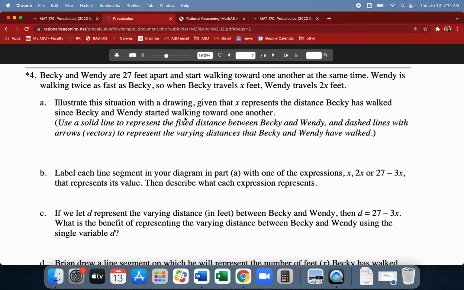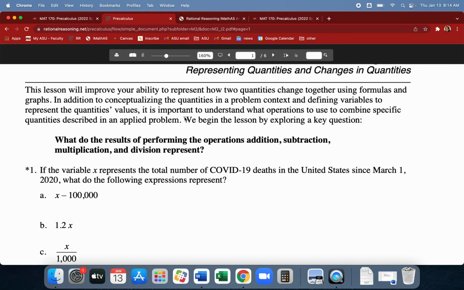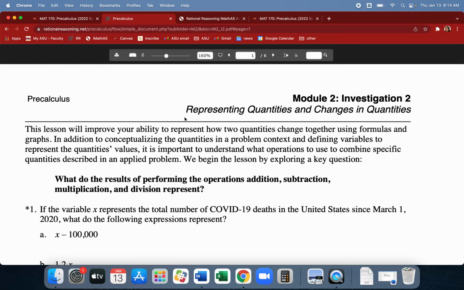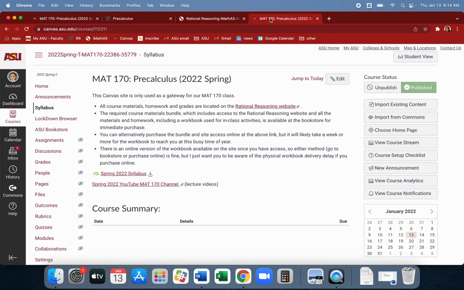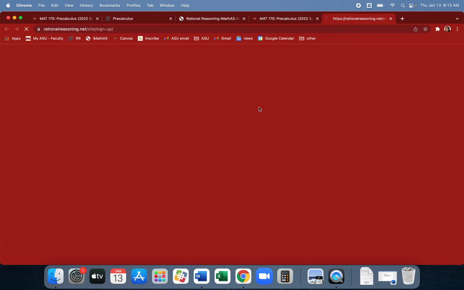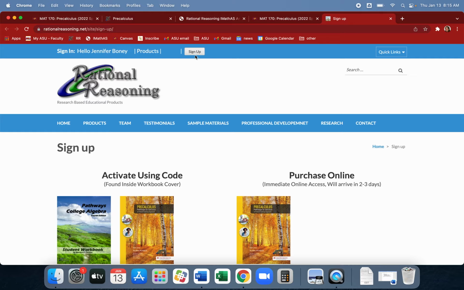So this section is about representing quantities and changes in quantities. Again, I want to go back to where on earth I am in this. As I said, the Canvas page is a single page. If you get lost, you can click this Rational Reasoning website link from the syllabus or from the Canvas page. It'll take you to this page where you either sign up or sign in, depending on what you need to do.